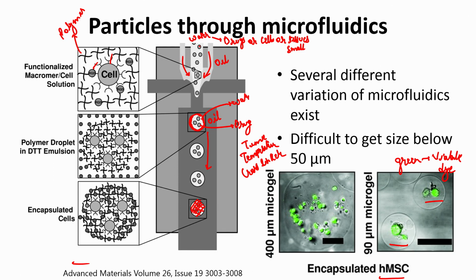However, they all suffer from one limitation, which is that it is very difficult to get these droplets down below 50 micron. So, the particles you will get are going to be 50 microns or higher. Some people have been able to show somewhere down to 10 microns, but then it is very difficult to get below that.